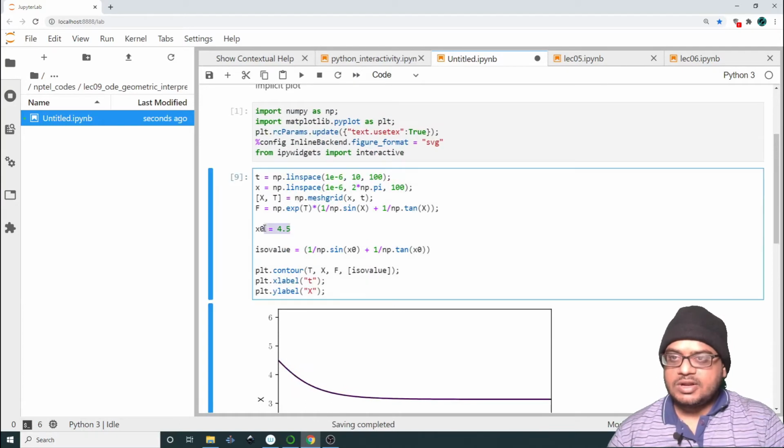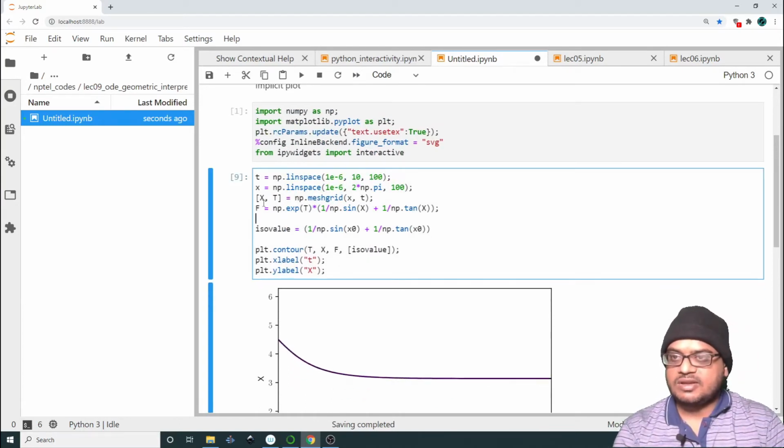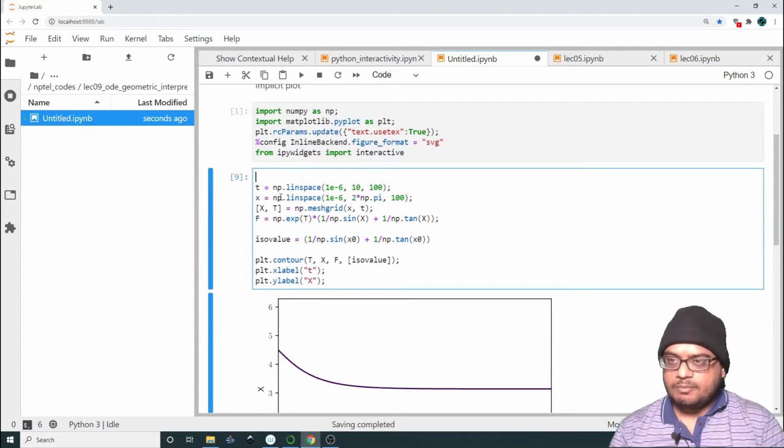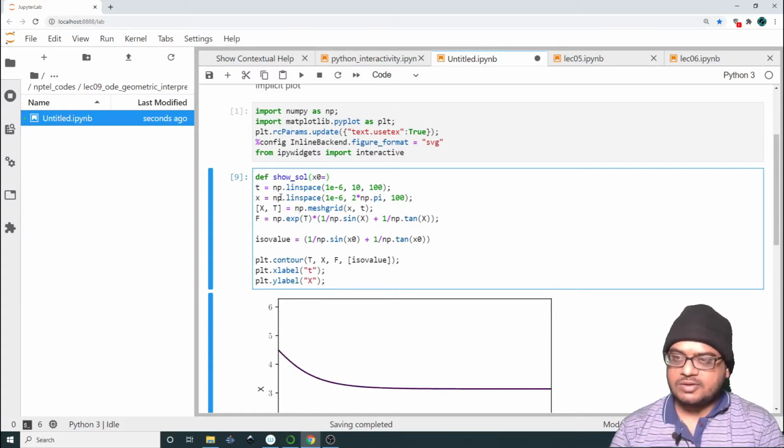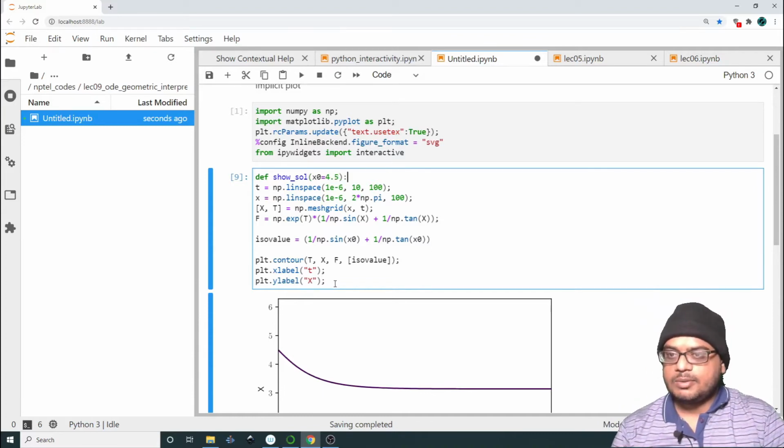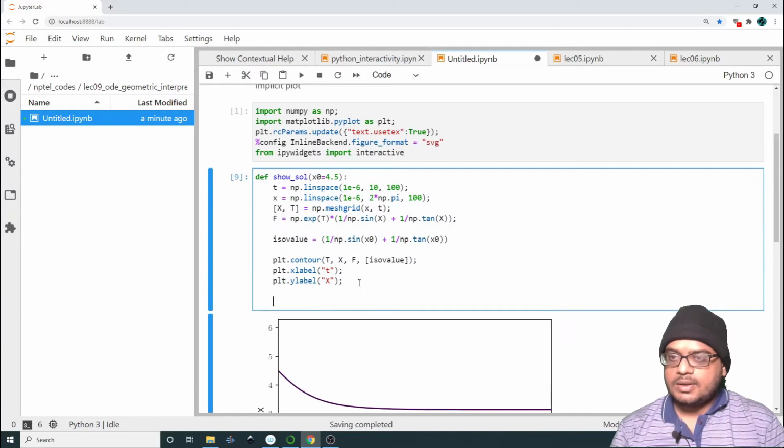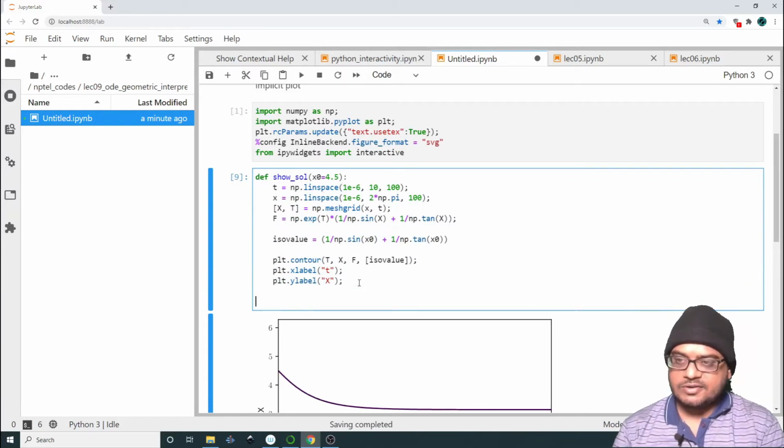So let me use the interactivity in Python and pass x naught as the parameter. So def show solution, and the input will be x naught equal to, let's initialize it at 4.5. Let me put everything inside this function and let me define the interactive widget. So w equal to interactive. Let me pass show solution to this, and x naught will take values from 0.1 all the way to 6.2 in steps of 0.1. So let me run this.